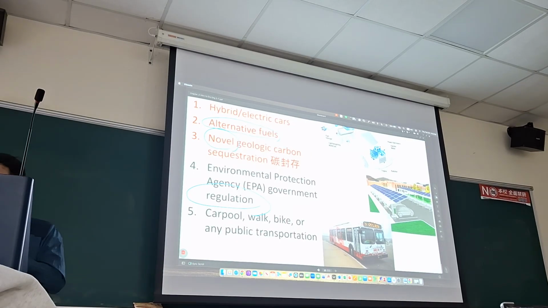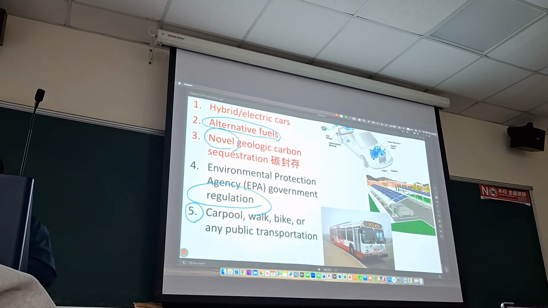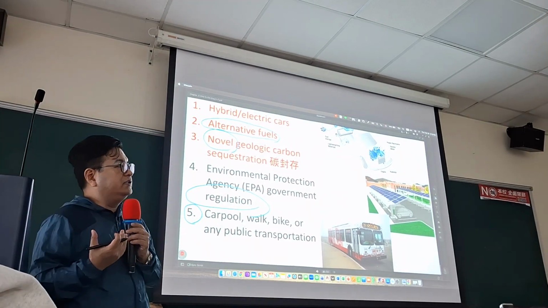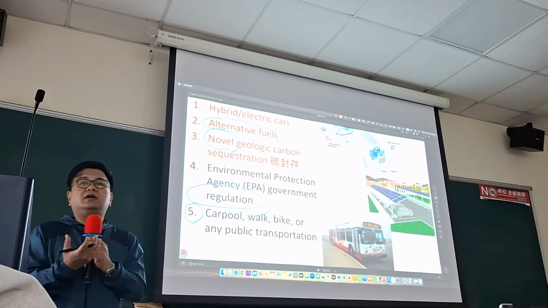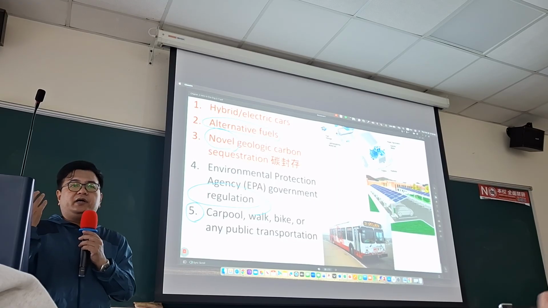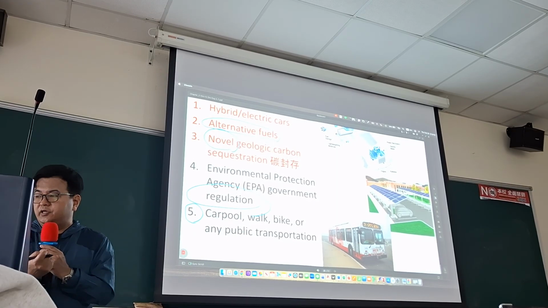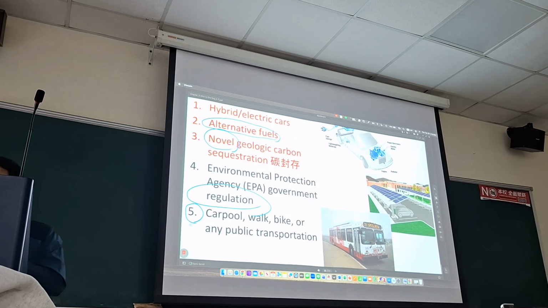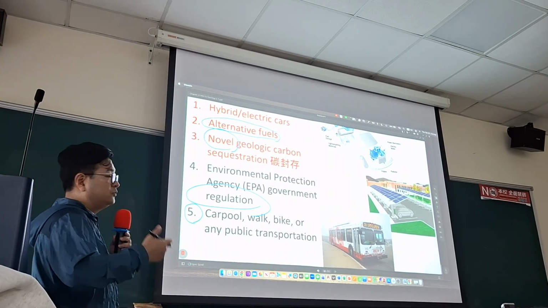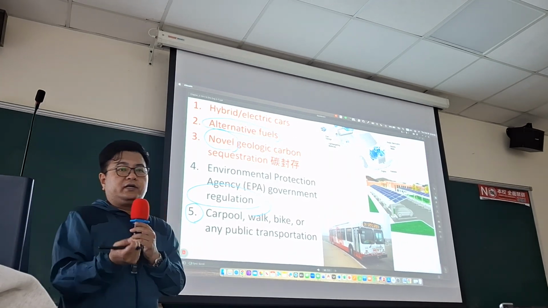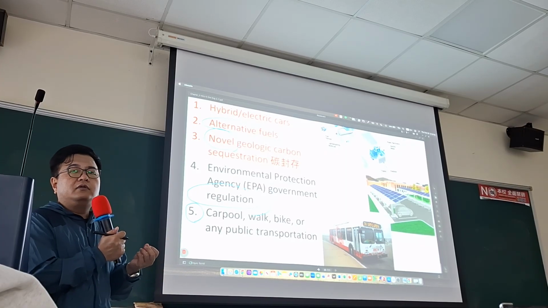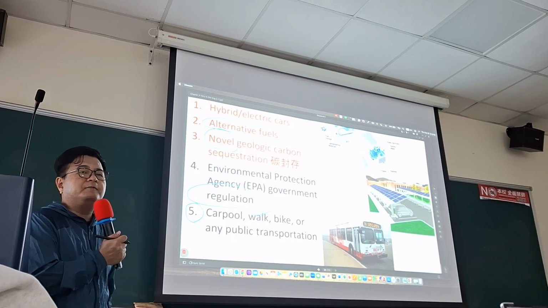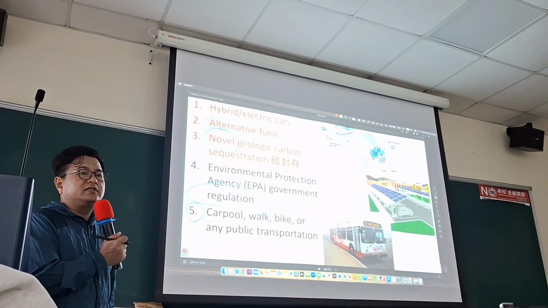Okay. And as a student, you might say, "Oh, I'm just a student. There's nothing I can do." As a student, what you can do is carpool, or you might just walk, or you can use a bike instead of using fossil fuel vehicles. Understand?